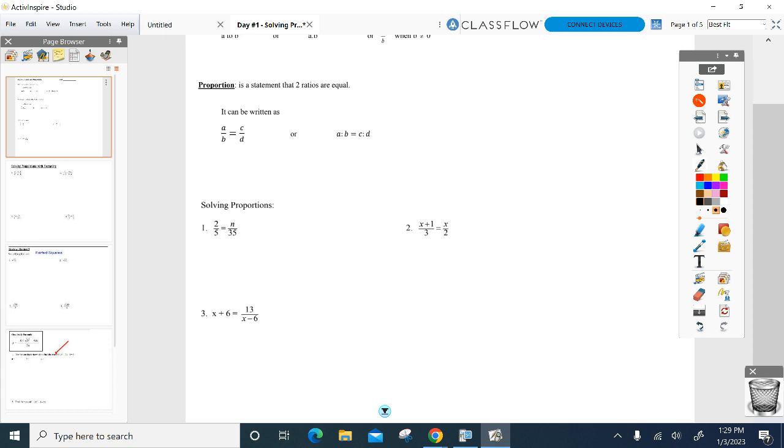How do I solve a proportion? Cross multiply, yes. Sound familiar? So what do I mean by cross multiply? I take the 5 and the n, multiply them and get 5n. I take the 2 and the 35, multiply them and get 70. Solving for n from here, divide by 5 on both sides, n is going to equal 14.